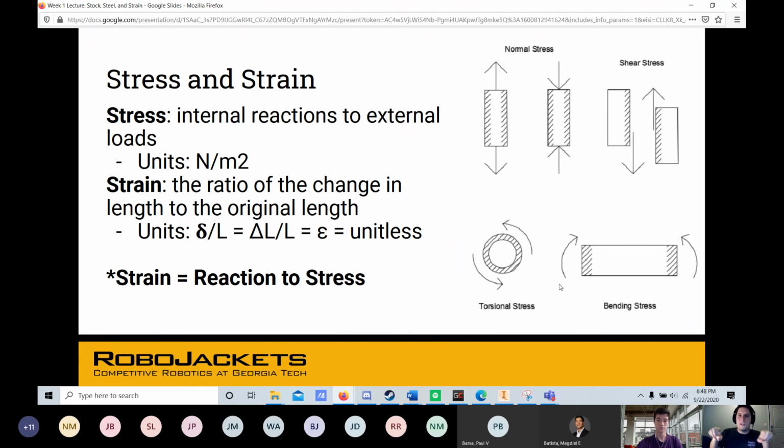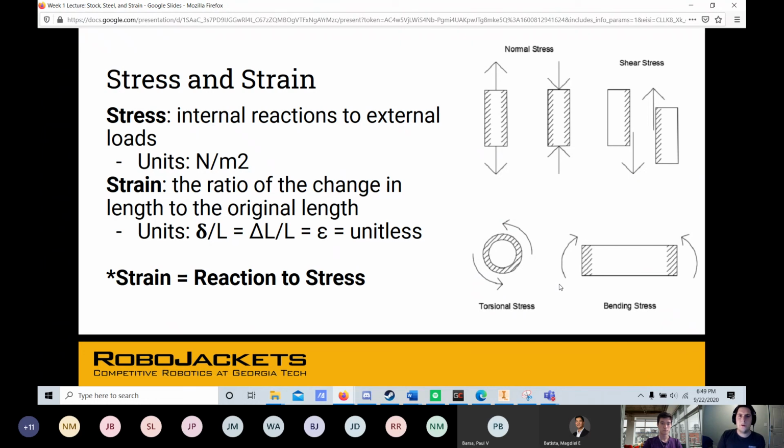But if that stick is super thin and you start bending it, then since it's a lot smaller in cross-sectional area, you're going to have more stress, right? Because stress itself is equal to the force that you're applying over that cross-sectional area, and the units are newtons per meter squared.